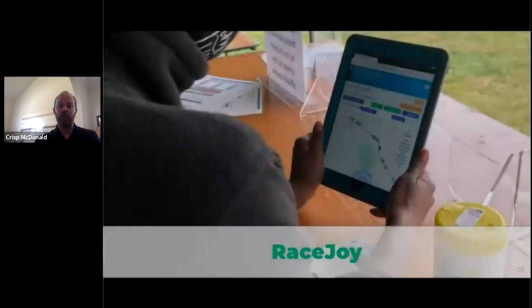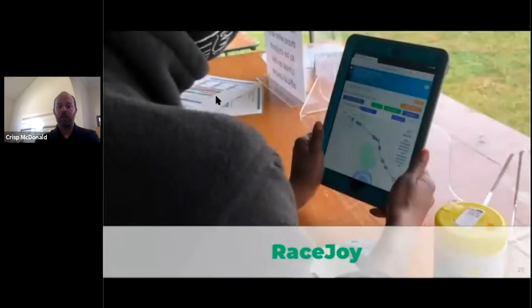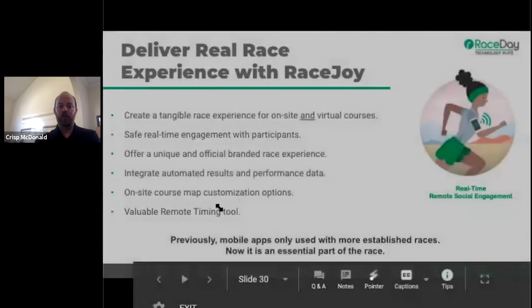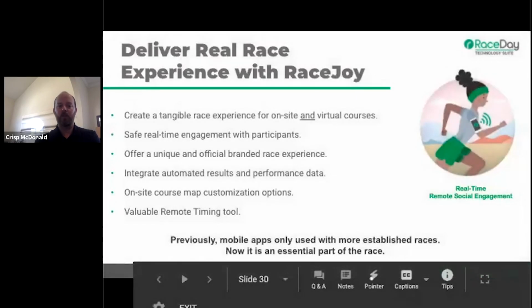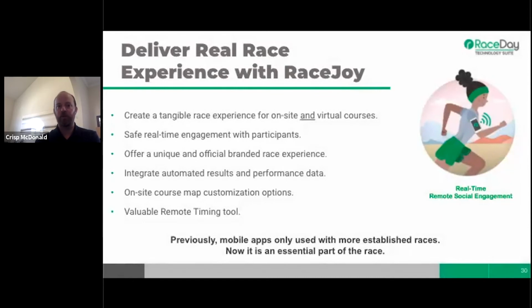So now we're going to be going into RaceJoy, and this is the same person from the previous picture, but you can see the volunteers actually utilizing RaceJoy to monitor where people are on course. So the big things with RaceJoy is helping to deliver an experience similar to the real race. Having a tangible race experience in a virtual race is super important.